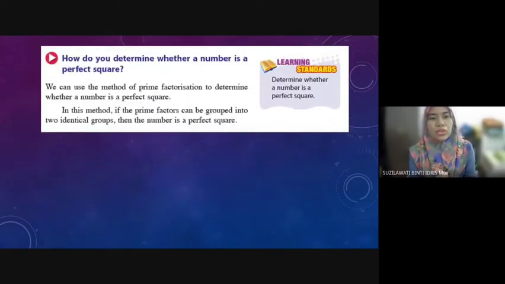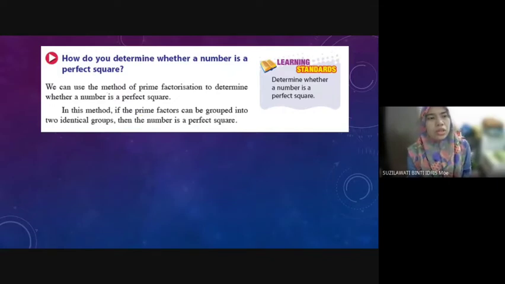Look at this. How do you determine whether a number is a perfect square? You know that a square is a number that is multiplied by itself. A number multiplied by itself, we call it a squared number. So what is a perfect square? How can we determine a perfect square? Kita boleh tentukan a perfect square.